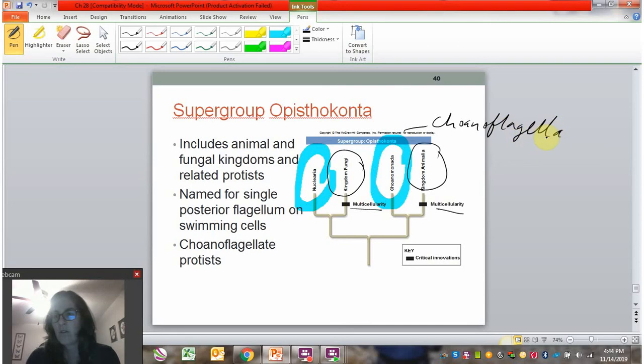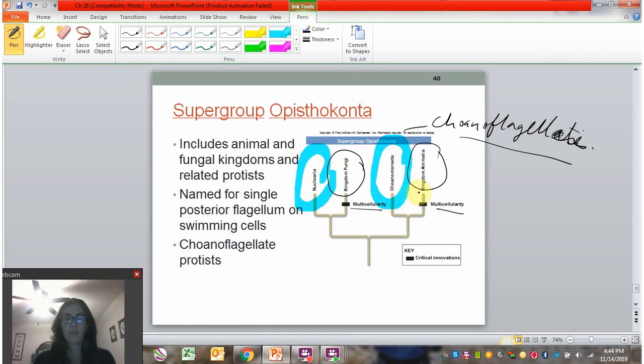So choanoflagellates. There we go. For some reason I can't spell when I'm doing this. Okay, so choanoflagellates. So these are the choanoflagellates right here. So these are included here because they are the closest protist relatives of animals and fungi. So these are the protist relatives of fungi. These are the protist relatives of animals.